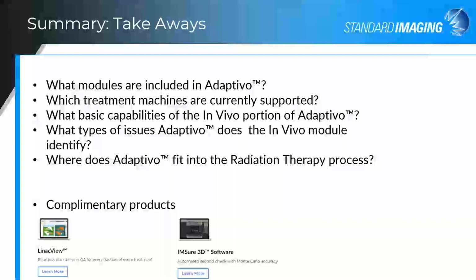And then where does Adaptivo fit into the radiation therapy process? The pretreatment module obviously fits into that pretreatment category, and then the INVIVO and adaptive module fit downstream. Once the fraction has been delivered, we help you analyze, and it gives you that safety net of, was the treatment delivered as intended? Was it delivered according to the reference you're comparing it to, be that the treatment plan or one of your other fractions?